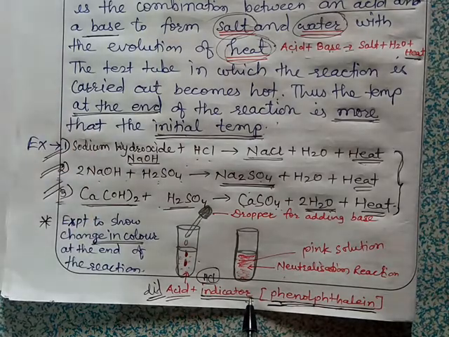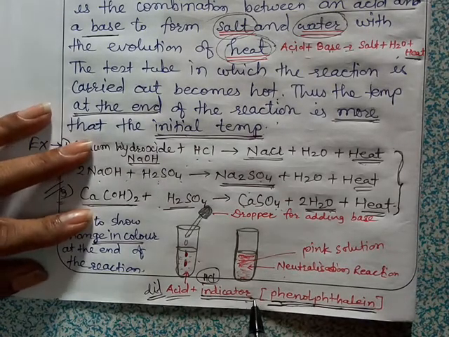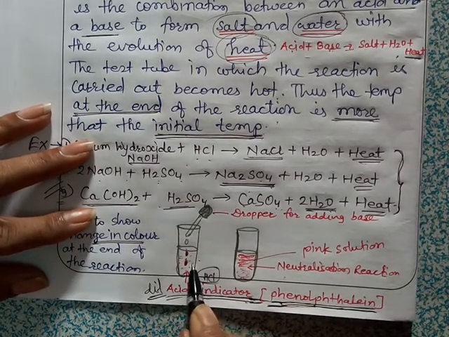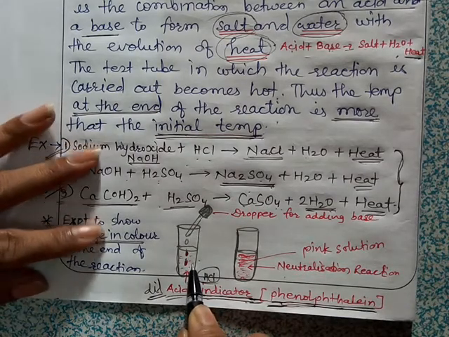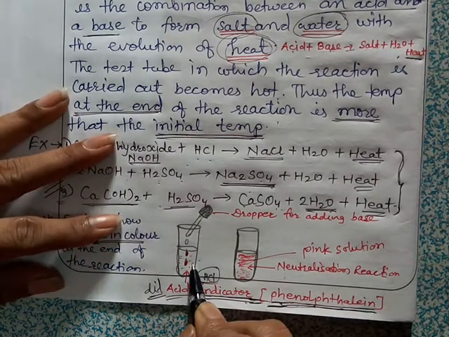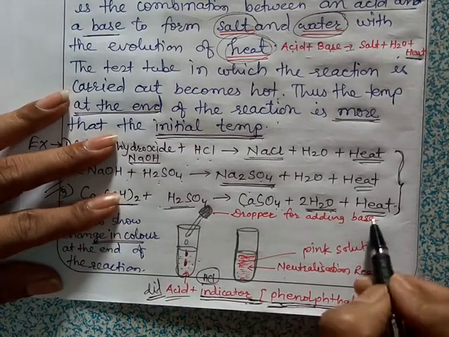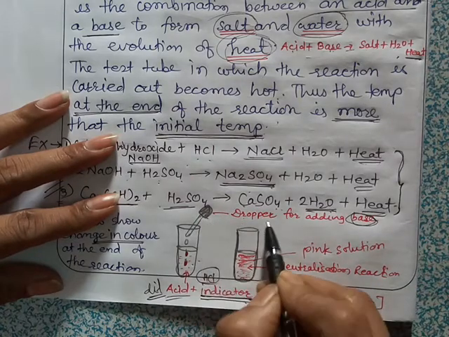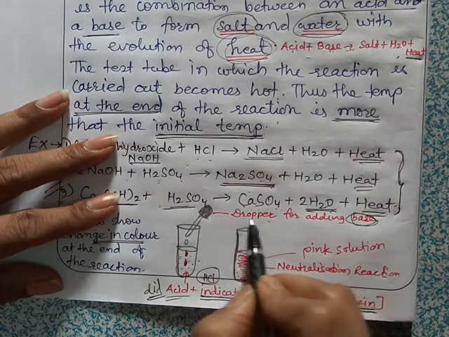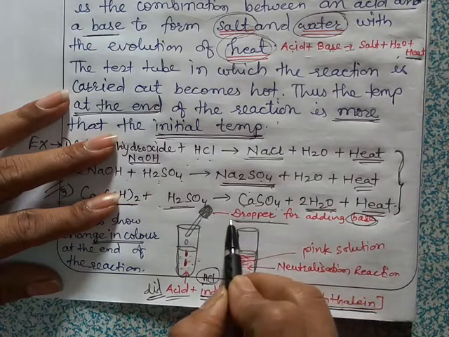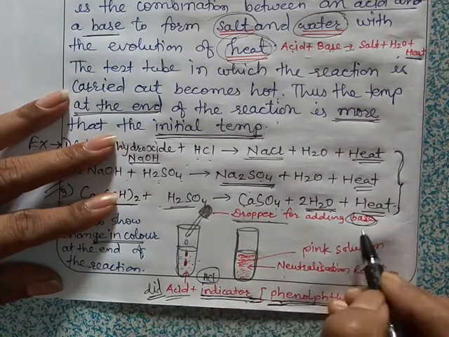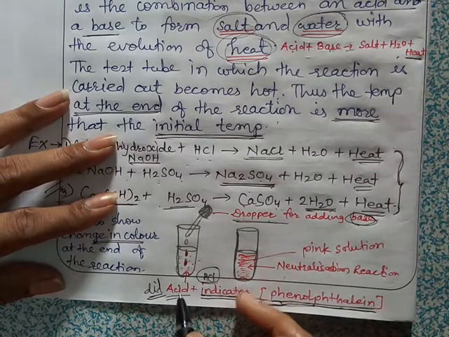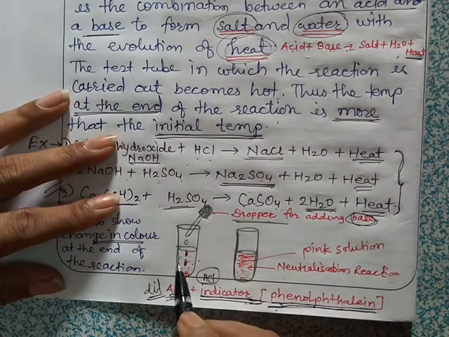Phenolphthalein remains colorless in acid. We know that it is a basic indicator, so when it is added to the acid, it remains colorless. You will not get any color. Now sodium hydroxide, that is a base, we have to add drop by drop while stirring gently, with the help of a dropper, to this test tube in which there is acid and phenolphthalein indicator.